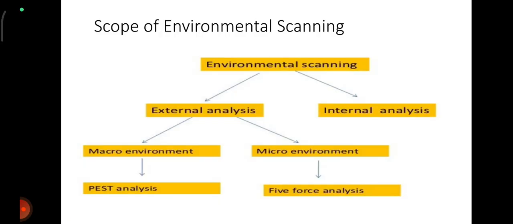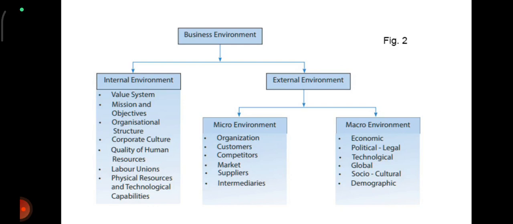After that comes the scope of environmental scanning. In scope, we find that it has both external and internal analysis. In external analysis, we find the macro environment, which has PEST analysis, and the micro environment, which has five forces analysis. The business environment has an internal environment and an external environment. In the internal environment, it has value system, mission and objective, organizational structure, corporate culture, quality of human resources, labor unions, physical resources, and technological capabilities.